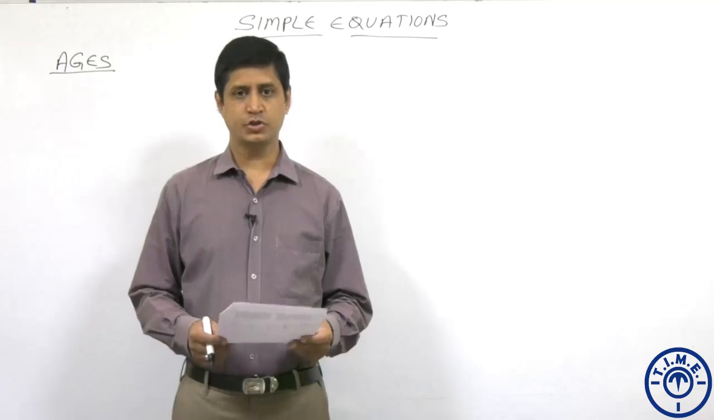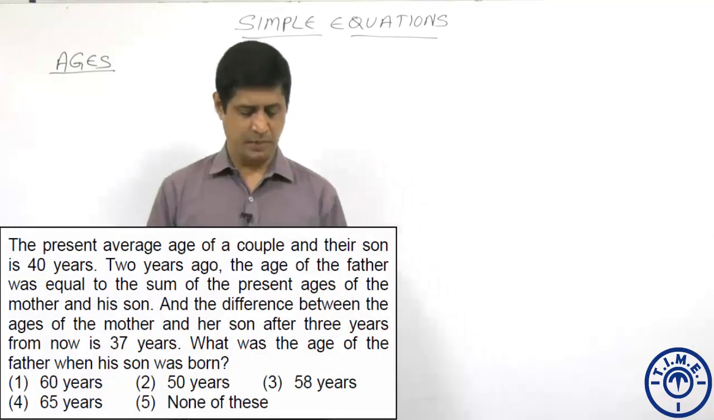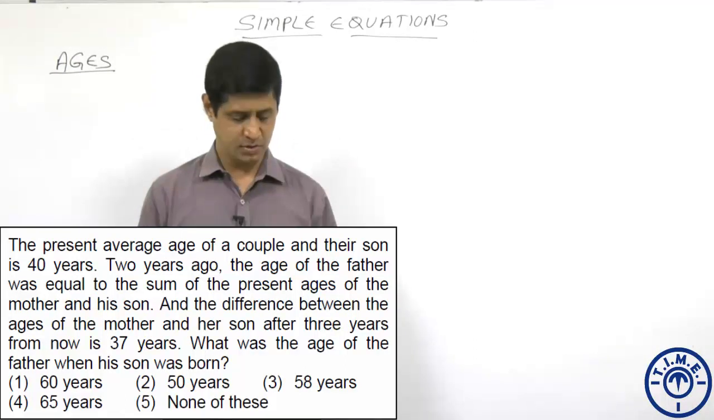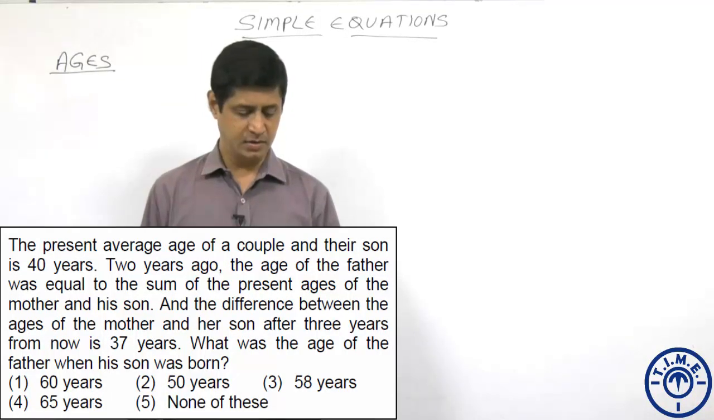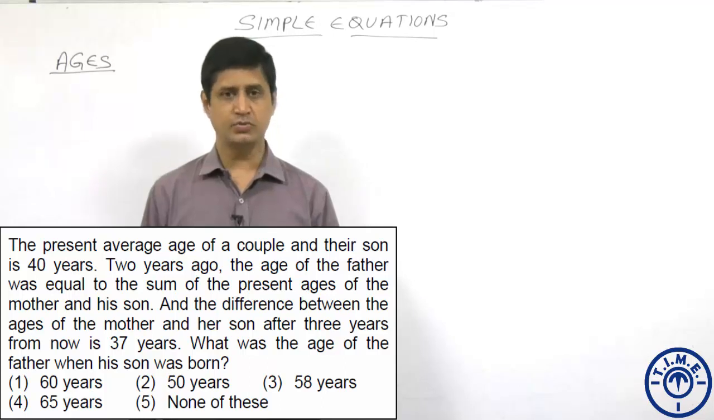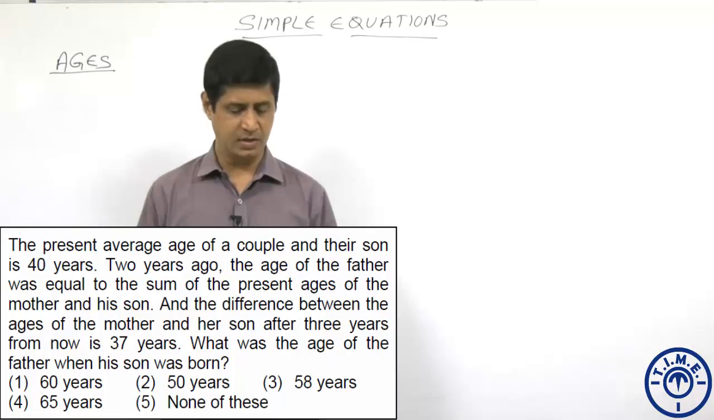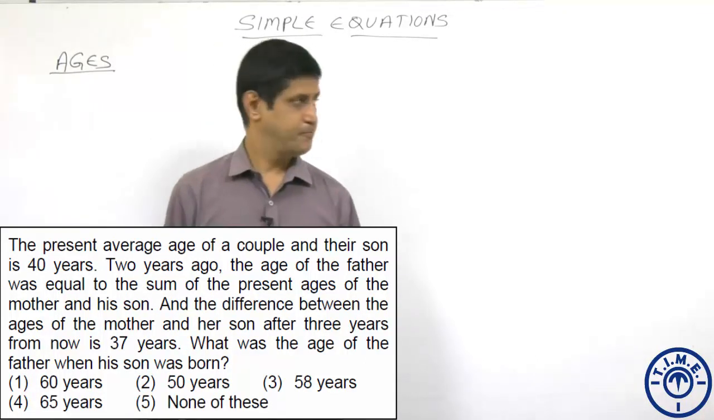Now, look at the next question. The present average age of a couple and their son is 40 years. 2 years ago, the age of the father was equal to the sum of the present ages of mother and his son. And the difference between the ages of mother and her son after 3 years from now is 37 years. What was the age of the father when his son was born?